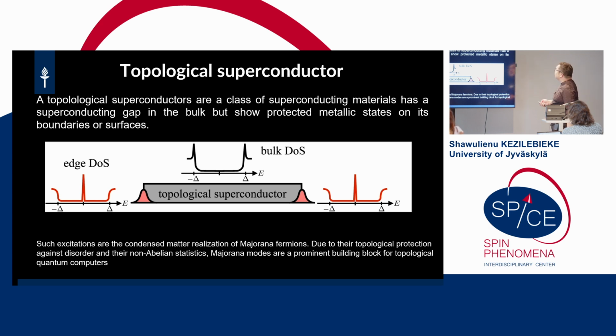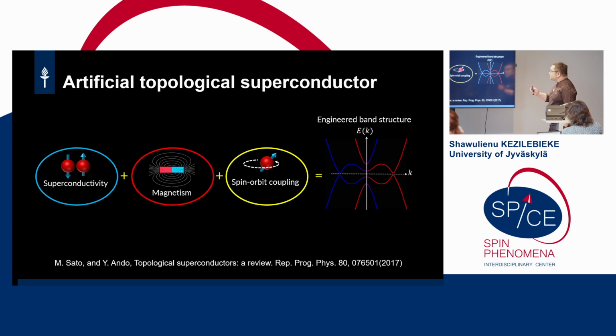The first problem with these topological superconductors is that there's no naturally occurring material, or some people are saying it might be topological superconductors like uranium telluride and some STO materials. But you can also achieve these materials in an artificial way by combining superconductors, conventional superconductors, magnetism, and spin-orbit coupling. So in the end, you try to get this kind of engineered band structure.